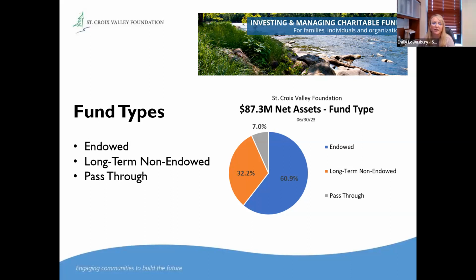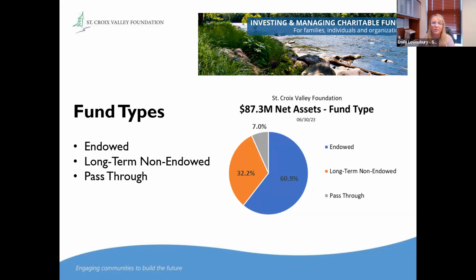But the difference is that in extenuating circumstances, with approval of 3/4 of the nonprofit's board of directors, that organization could invade the principal of the fund in order to spend more than the calculated principal. So some nonprofits like that flexibility, while others prefer an endowed fund, wanting to be confident in the permanence of those assets. So about 32% of our total assets are long-term non-endowed.